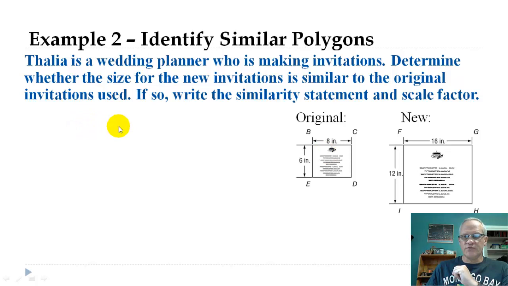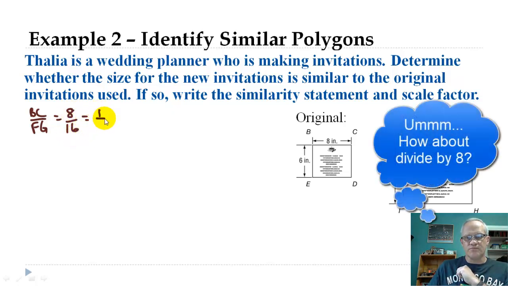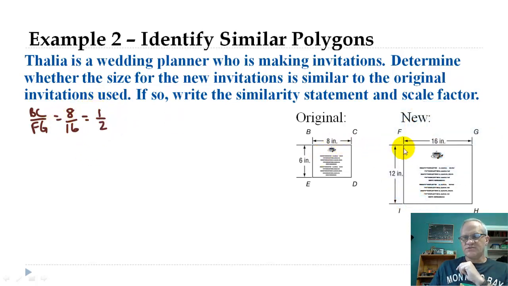All right, so if we do that, let's start here. Let's look at this side. This is the top of the invitation above the little soup bowl or whatever that is there. So side BC would match up with what? FG. So let's look at that proportion. We want to see what the ratio is of BC to FG, which would be 8 to 16. Can we simplify that? Sure. Divide both of those by 2, and you get 1/2. So the ratio of BC to FG is 1/2.